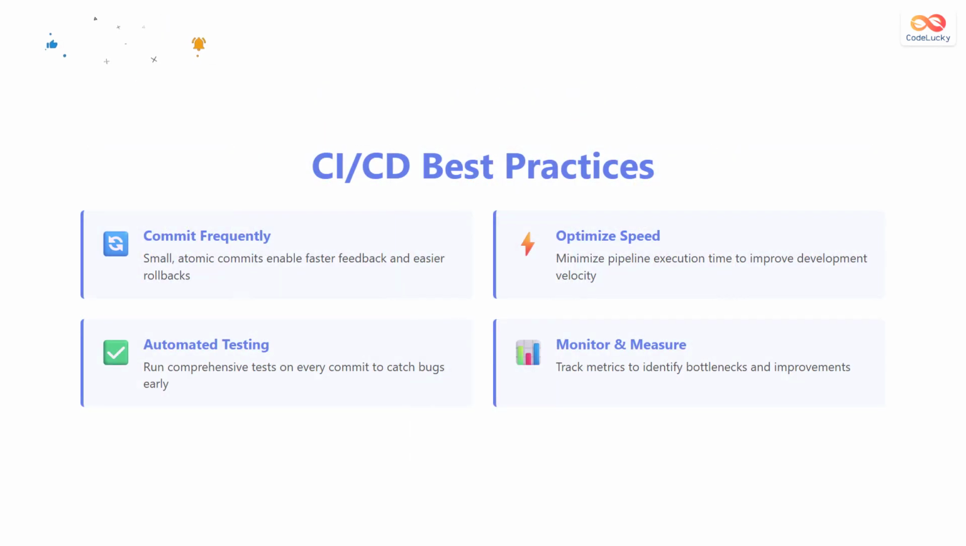To succeed with CI/CD, follow these best practices. First, commit frequently. Small, atomic commits enable faster feedback and make it easier to identify and fix problems. Second, optimize for speed. Minimize pipeline execution time so your team can get rapid feedback. Third, implement automated testing. Run comprehensive tests on every commit to catch bugs early. Finally, monitor and measure your pipeline. Track metrics to identify bottlenecks and find opportunities for improvement.